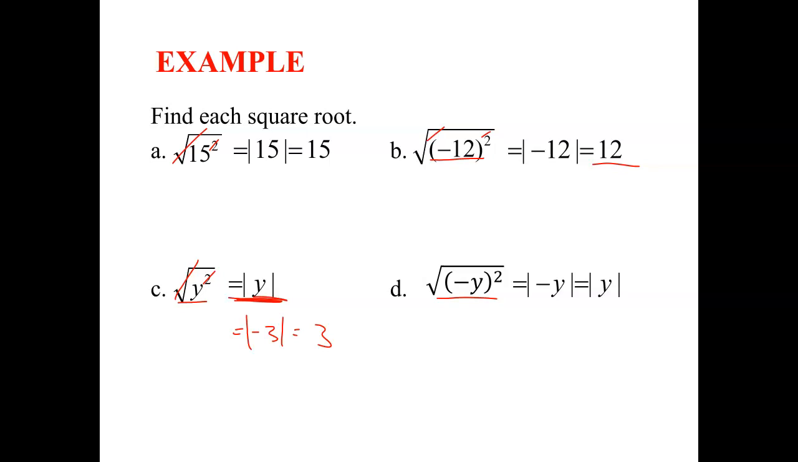Okay? And then here, again, same kind of idea, but I have a negative here. So again, I square it. It's going to become positive. Okay? And so we need to make sure that we put it in the absolute value, and then again, leave it simplified in the absolute value.